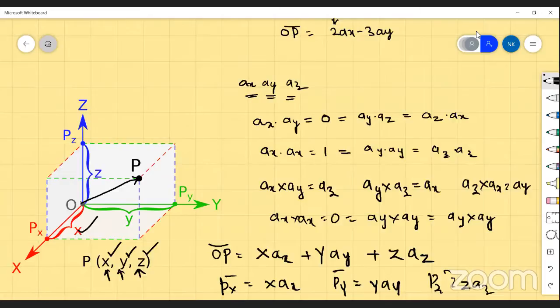So instead of saying it is moved from 0 to certain point x comma y comma z, I can write it as OP bar is equal to x into ax plus y into ay plus z into az. What is the meaning of it? It has moved from the origin x units along x direction, y units along y direction, z units along z direction. So this is a very important point here.